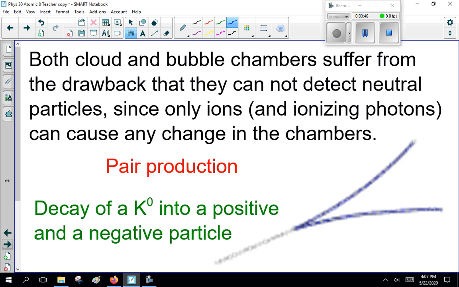Now, the other thing is pair production. Usually when a neutral particle decays into a positive something, it spits out a negative something also. So charge is conserved. For example, this is a picture of a neutral kaon decaying into positive and negative particles. Notice how they curve in opposite directions, and the radius looks to be about the same, indicating the mass and velocity are about the same, but the charge is different.